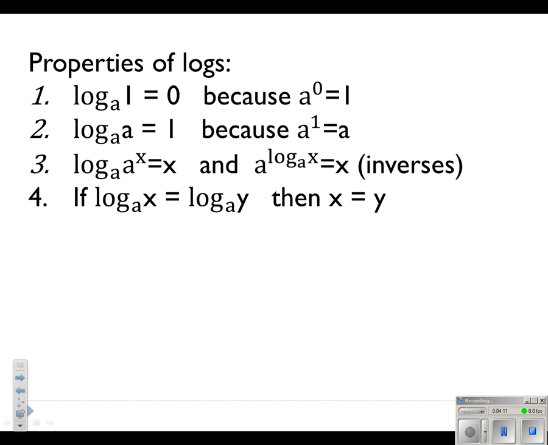Those, we will play around with a little bit more in the future. We're going to show you that those two are inverses of each other. Remember from the past, if functions are inverses of each other, you should be able to swap x and y with each other and simplify and reduce. That's what's going on in those two pieces of property number 3. Number 4, if log base a of x is equal to log base a of y, then x is equal to y. That's called our one-to-one property. So if the log and the base match, the x and the y also would have to match.